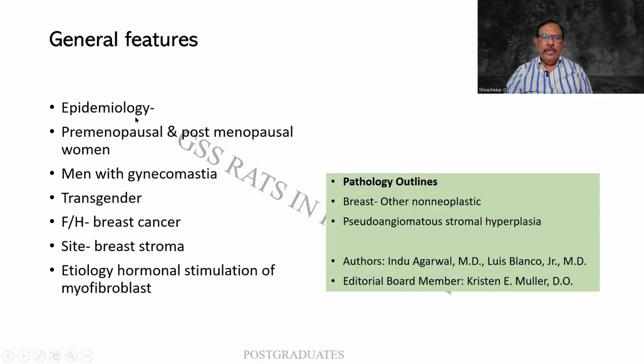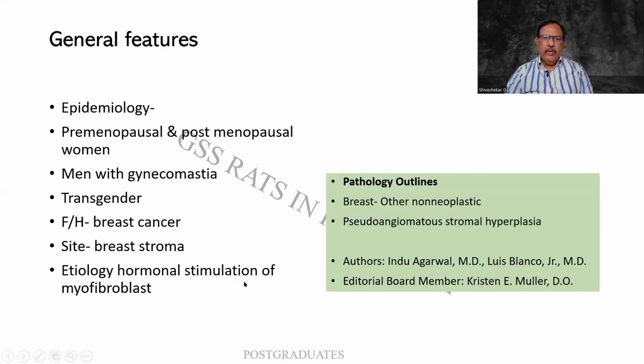Coming to the epidemiology, it is more common in the premenopausal and the postmenopausal age groups, which means that there is some kind of a hormonal play in it. Men with gynecomastia, transgender, are also found to be having this occasionally. There can be a family history of breast cancer later on. And the site is the breast.